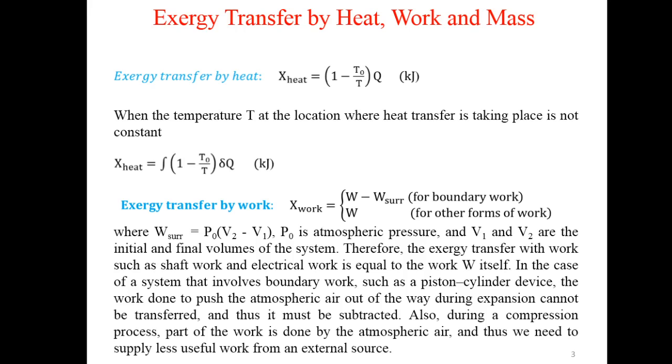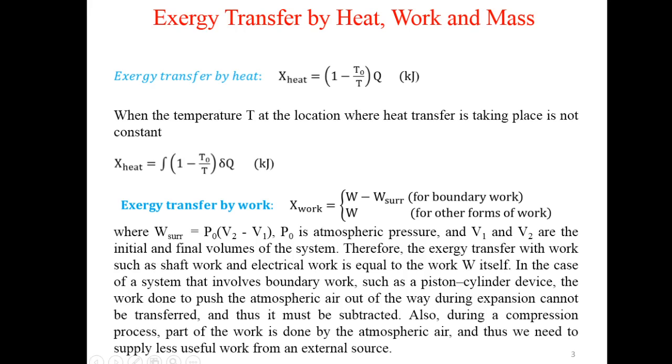Exergy transfer by heat, work and mass. First is exergy transfer by heat. It is given as 1 minus sink temperature, that is the temperature of the environment, divided by source temperature T, whole multiplied with heat supplied. When the temperature T at the location where heat transfer is taking place is not constant, then we will do the integration of this term, and this is the differential amount of heat.